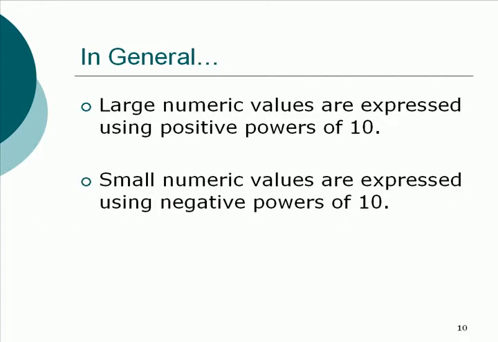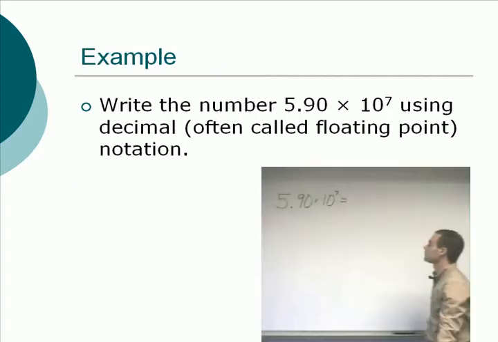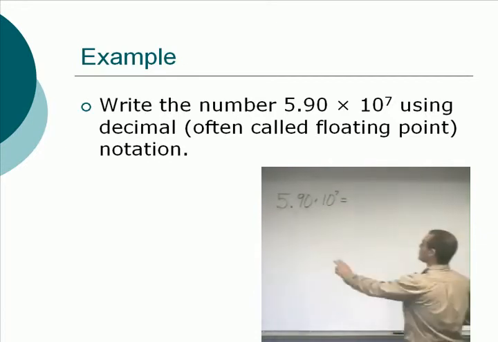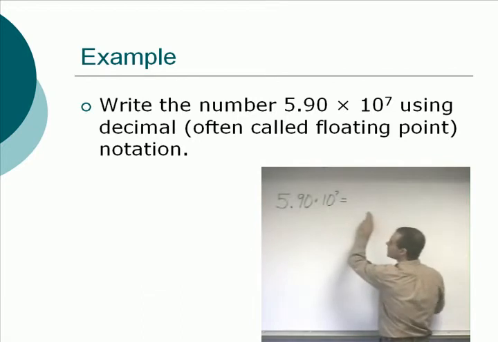Now what we're going to do is we're going to take some numbers that start out in scientific notation and write them in floating point notation. Once we're done with a couple of examples of that, then we're going to move on to do the operations. Let's write 5.90 times 10 to the 7th using decimal, or again, that's often called floating point notation. Well, you see a positive exponent on 10. Does that mean you're going to write a large number or a small number? It's going to be a large number. We're going to move it 7 places. We want to make it larger, so it's going to have to be to the right.